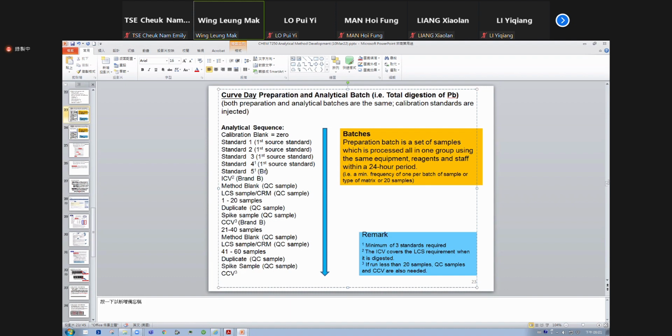This all is from brand A. Sorry, A. All comes from brand A. That means you have the chemicals from different manufacturers. If one manufacturer has prepared the chemical purity wrongly, you can check it by another brand. Okay.